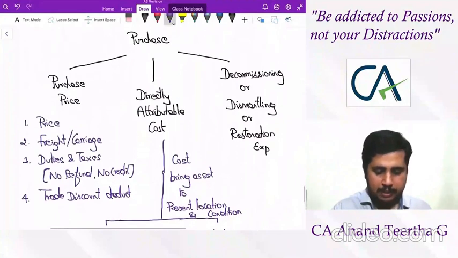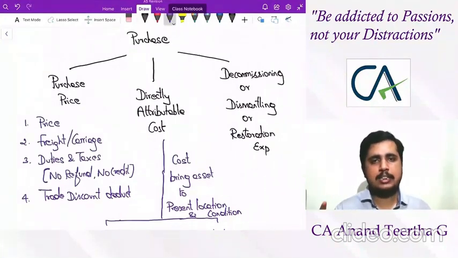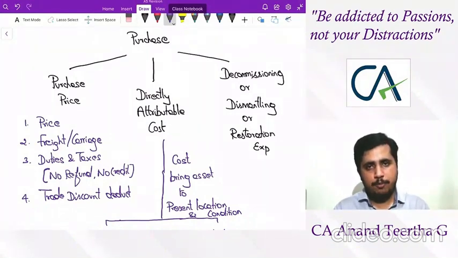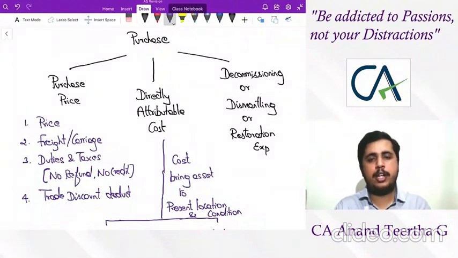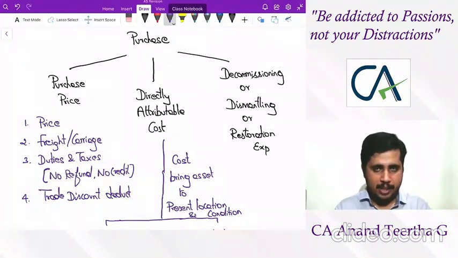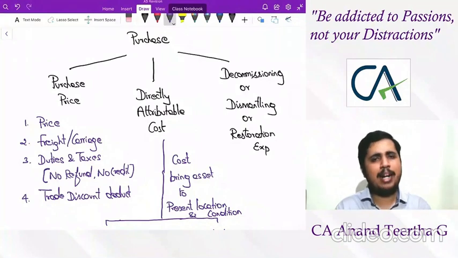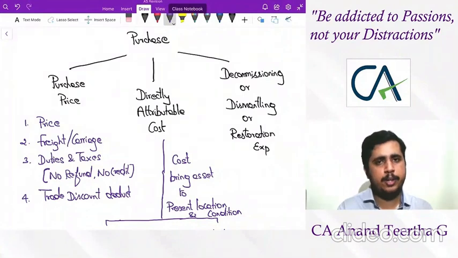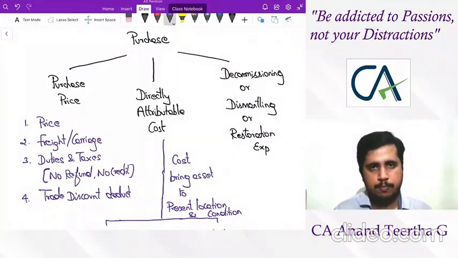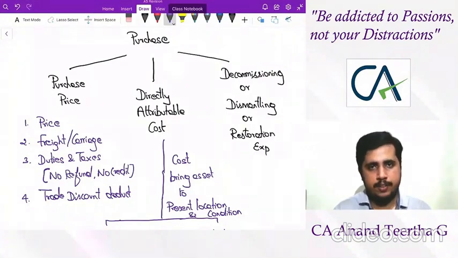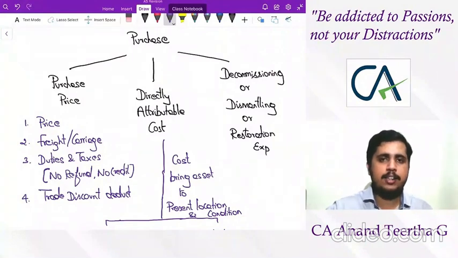Again, we are still in the purchase mode. The last one is decommissioning, dismantling or other restoration cost. Now, at the time of purchase or at the time of removal of the asset, from bringing in the asset till you remove the asset, if you do any decommissioning, dismantling or anything of that sort, those costs are supposed to be included in the value of the asset itself. Say, for example, after 5 years, you are going to dismantle your asset. You are going to break down your asset so that you can install another new asset.